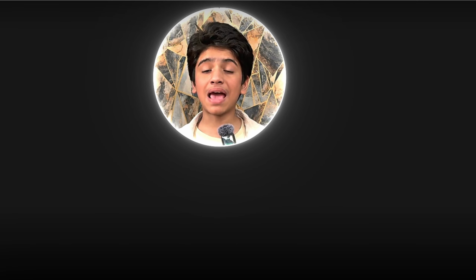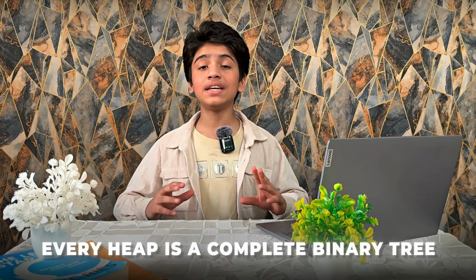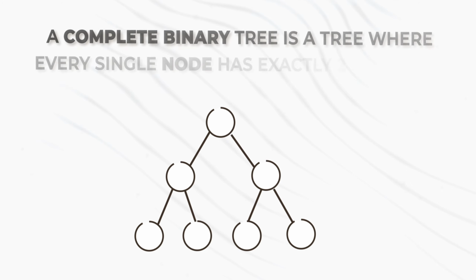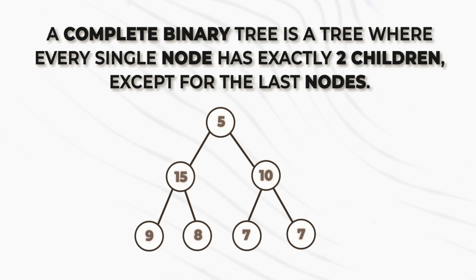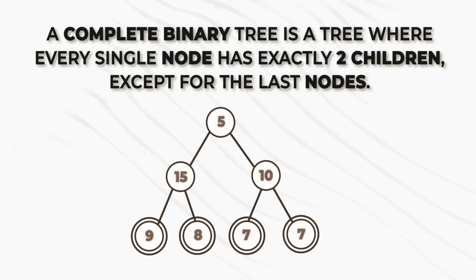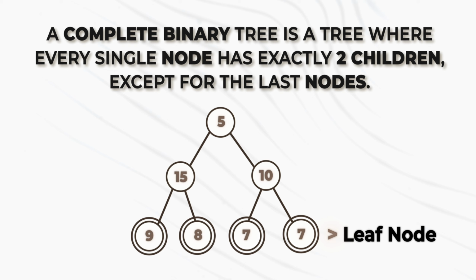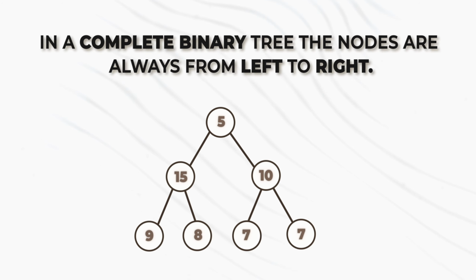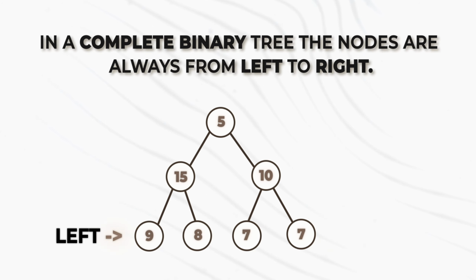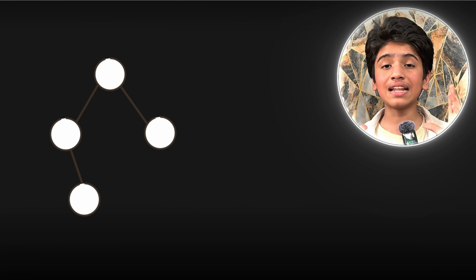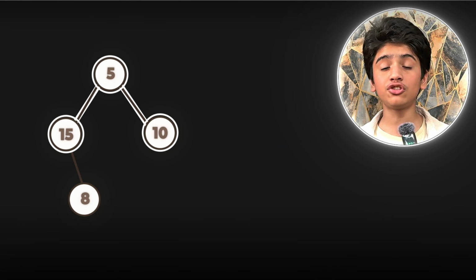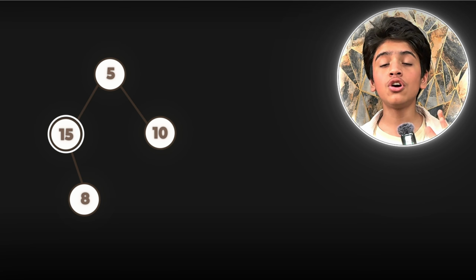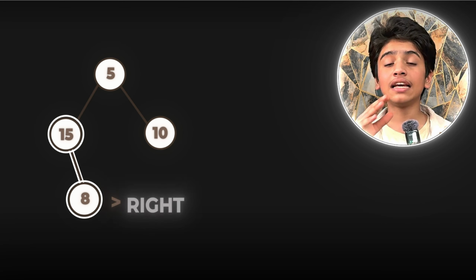Now let's look at a max heap example. The first thing to note is that every single heap is a complete binary tree. Now what's a complete binary tree? A complete binary tree is a tree where every single node has exactly two children except for the last nodes which are at the bottom, also known as the leaf nodes. And one thing to note is that in complete binary trees, the nodes are always filled from left to right. For example, if you look at this heap, all of the nodes have exactly two children except for the last node which has one child, and that child is the left child.